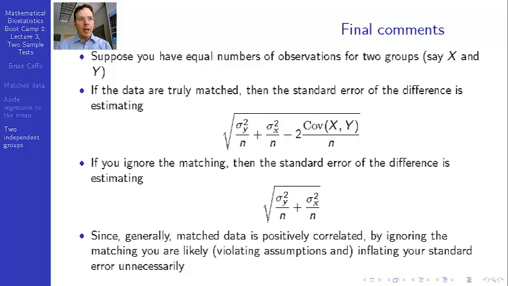If the data are matched or paired, then the standard error of the difference is estimating sigma squared Y plus sigma squared X, both over n, minus twice the covariance divided by n. You can do this calculation if you'd like, or you can just trust me. Take the square root of the whole thing if you want the standard error. If you ignore the matching, then the standard error of the difference is estimating this square root.